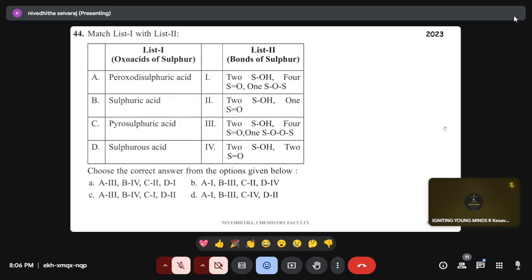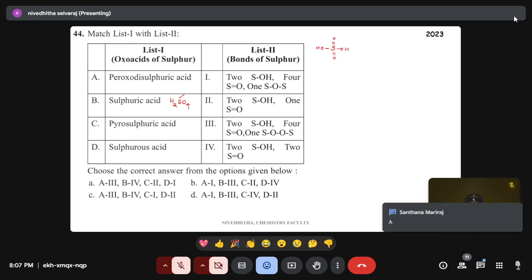Now, what is the structure of sulfuric acid? Or what is the formula of sulfuric acid? H2SO4. So here the central atom is sulfur and the structure of sulfuric acid is S double bond O, OH and OH. Right. So we have to match the structure of sulfuric acid with the number of chemical bonds given in the second column.